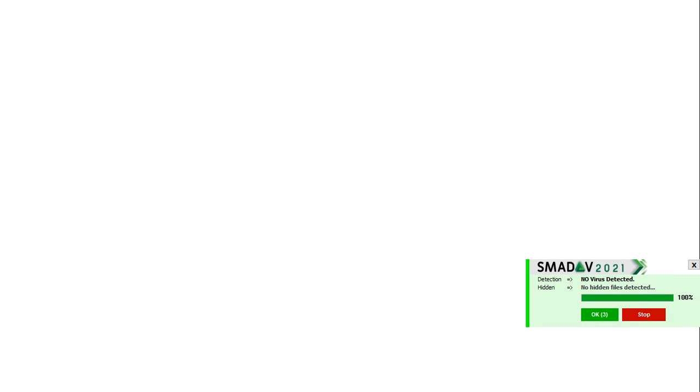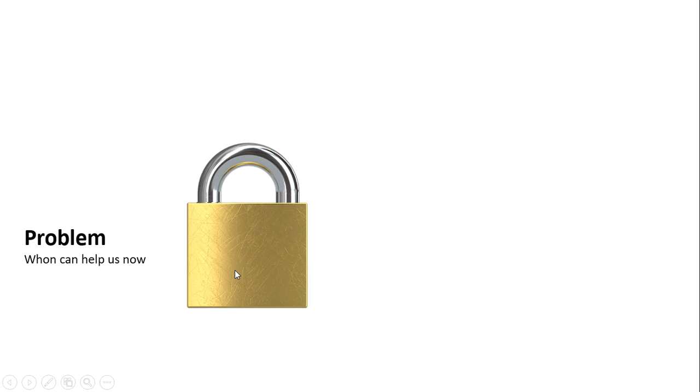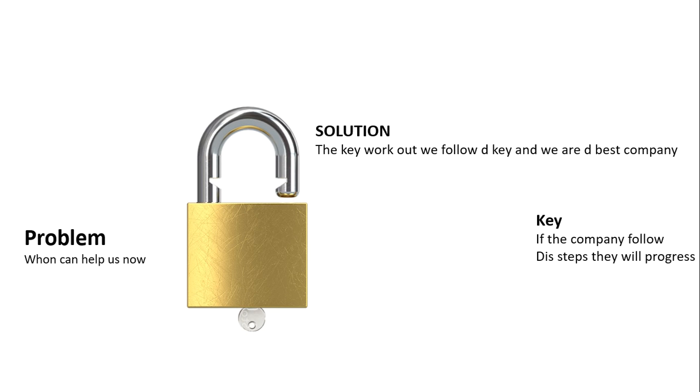So this is the F5. With the click, it comes into the scene. With another click, the key comes in. If the company follows these steps, they will progress. With the last key, which is the last animation, it comes up. We follow the key and we are the best company. This is all about the animation.